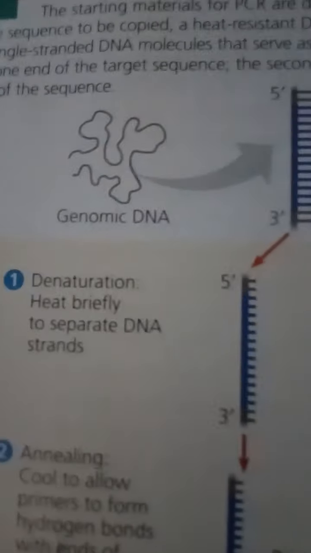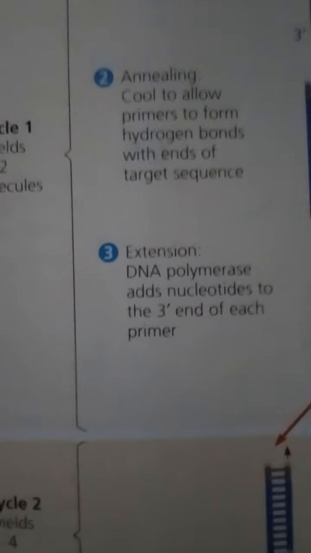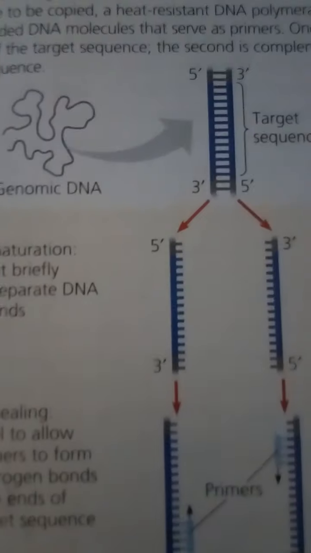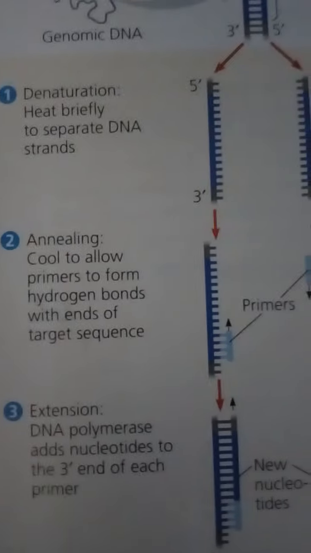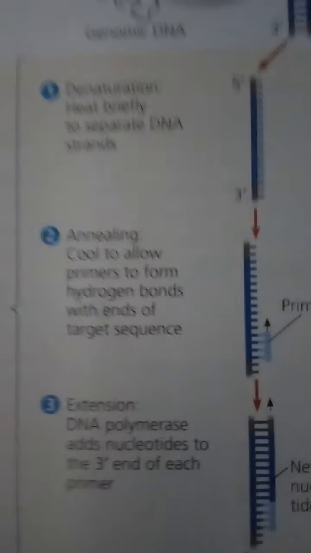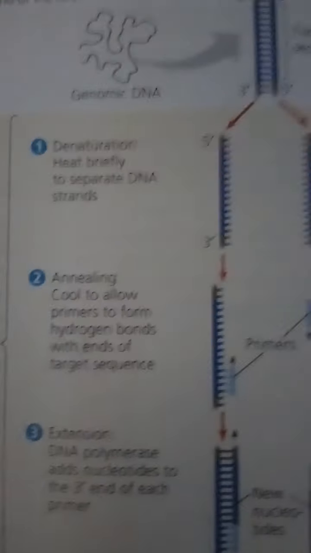In the PCR procedure, a three-step cycle, notice that this third step brings about a chain reaction that produces an exponentially growing population of identical DNA molecules.